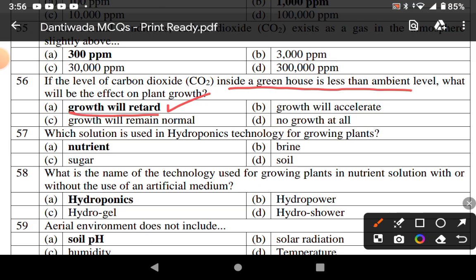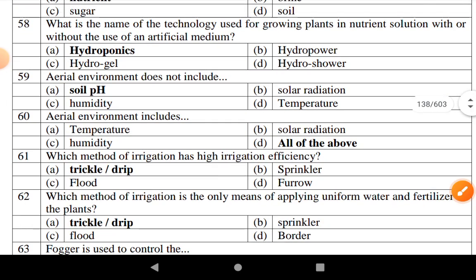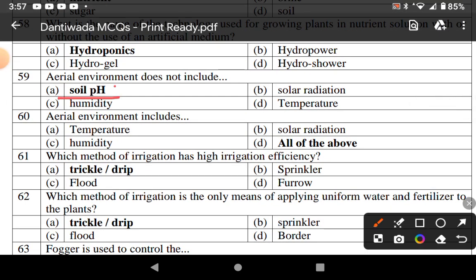Which solution is used in hydroponics technology for growing plants? It is nutrient medium. What is the name of the technology of growing plants in a nutrient solution with or without use of artificial medium? It is hydroponics. The aerial environment does not include soil pH. Aerial environment includes temperature, humidity and solar radiation.